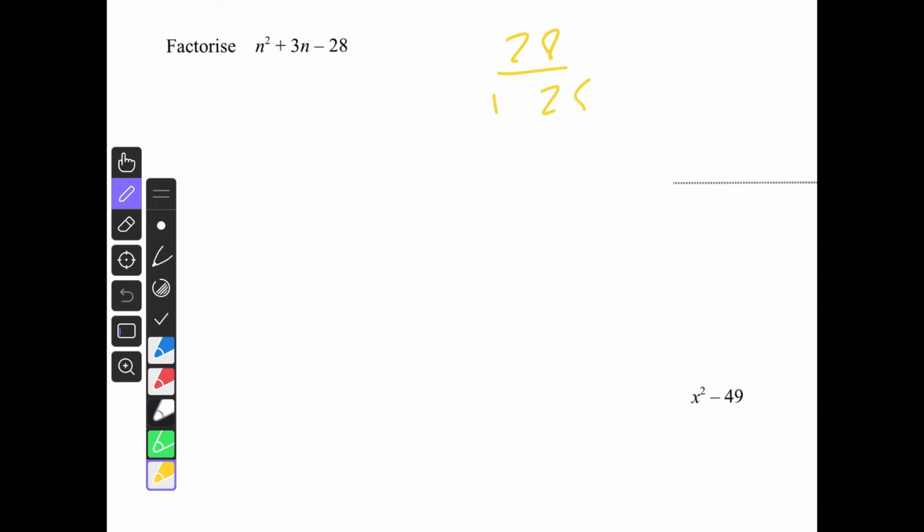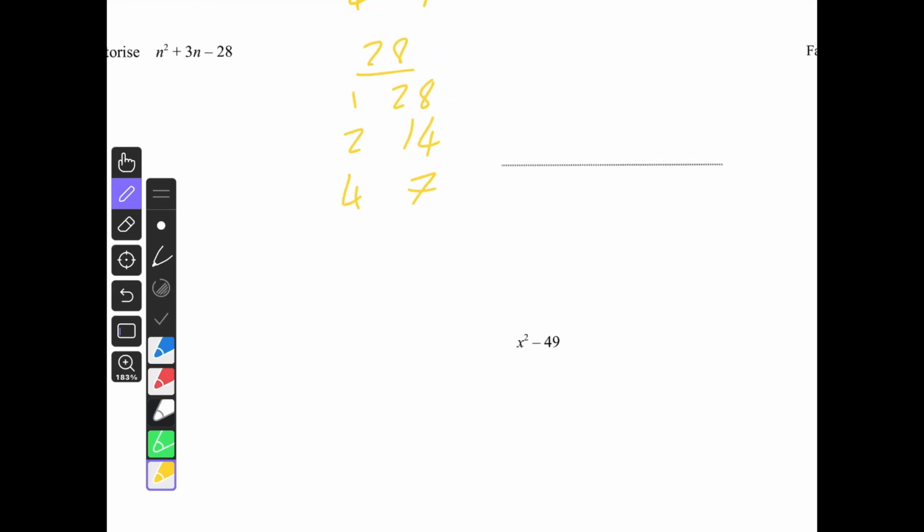So now, if you want to have a go, pause it and try this one. Okay, so 28: 1 and 28, 2 and 14. No, so we're going to write them all, but I feel like you're going to benefit more by me writing them all out. And then 4 and 7. And how am I going to make 3? Well, that's going to be using 7 and 4.